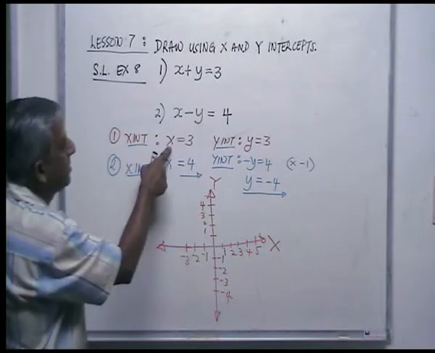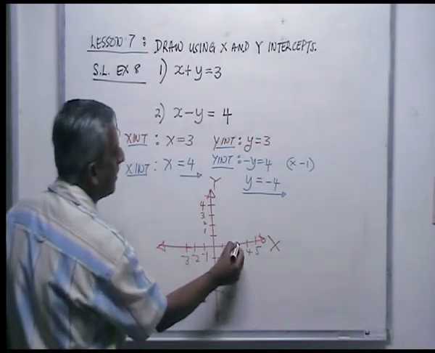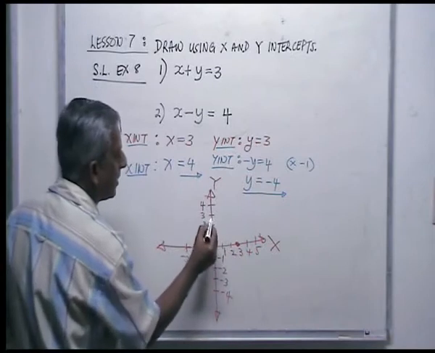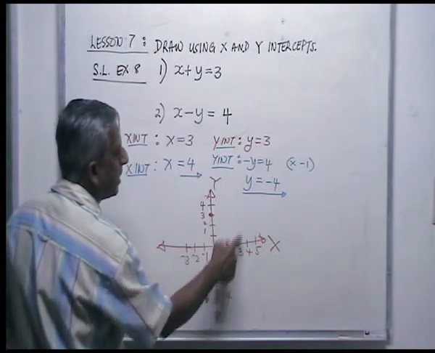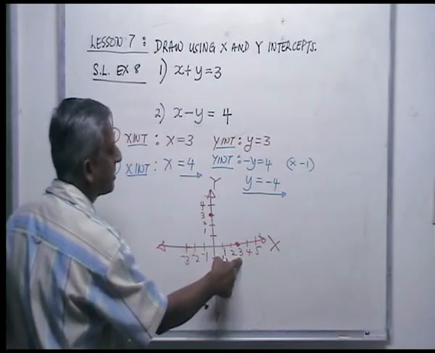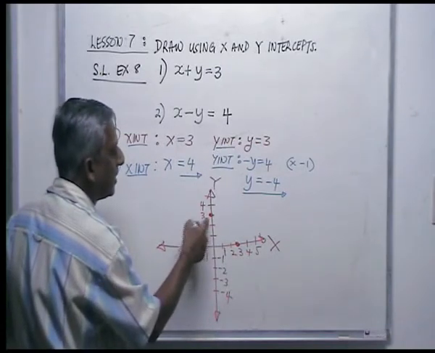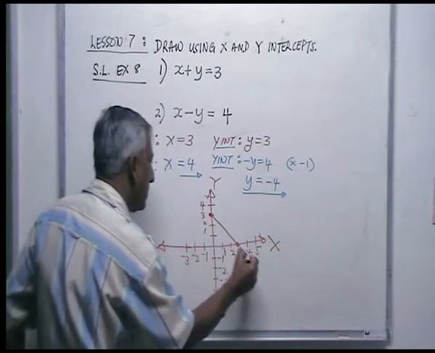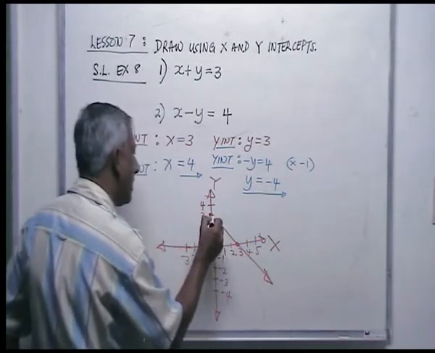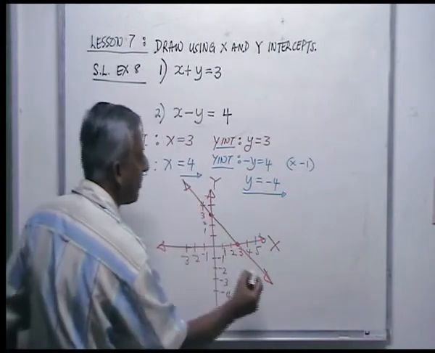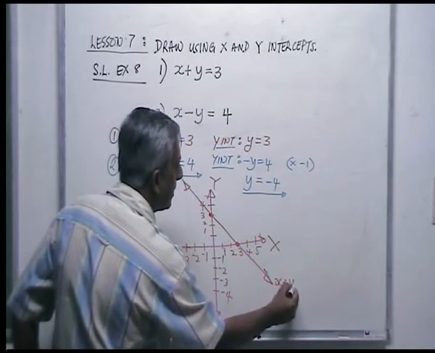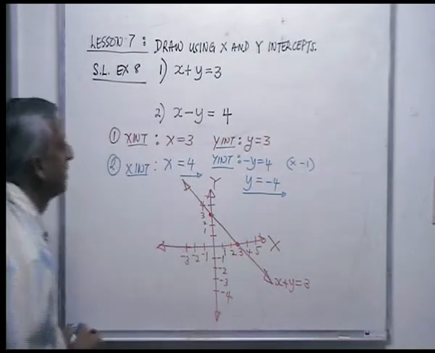So if I take the first example written in red, I'm going to draw it in red. X is 3. Y is 3. X is 3, put a dot on x-axis on 3. Y is 3, put a dot on y-axis on 3. Then use your ruler, join the 2 points, and you get a straight line and label your graph. X plus y is equal to 3.